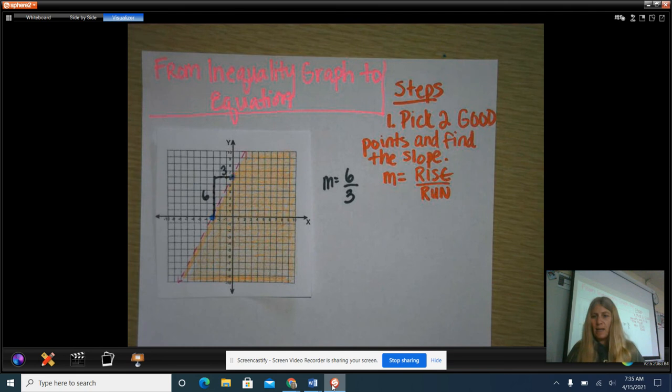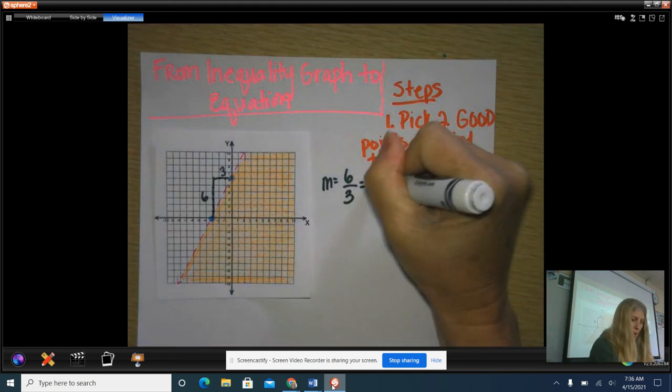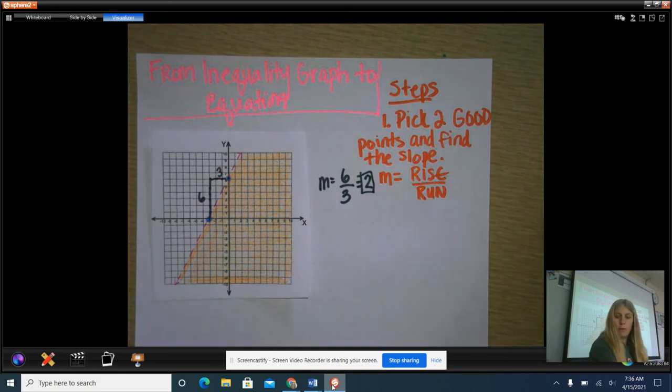And these can be any 2 good points. Like I said, if you get the 2 points that are next to each other, you won't have to reduce. So I go ahead and take a look. 6 divided by 3 is 2. So I know my slope is going to be 2 for this problem.